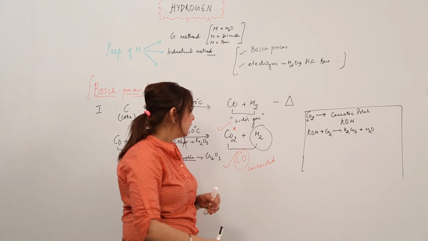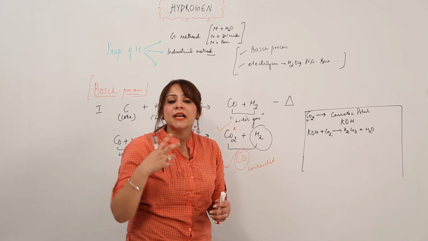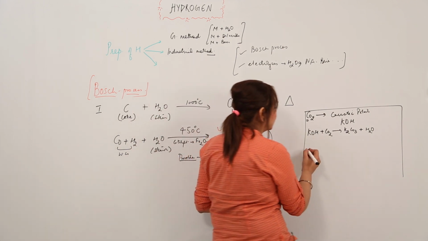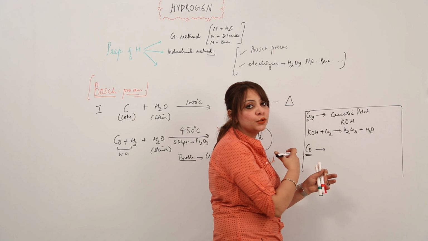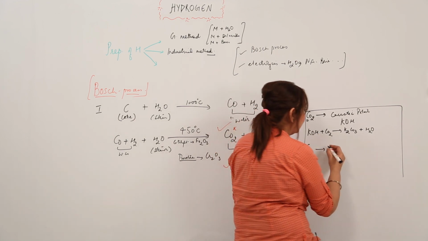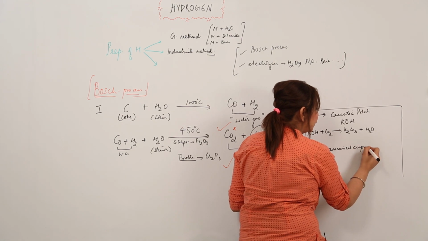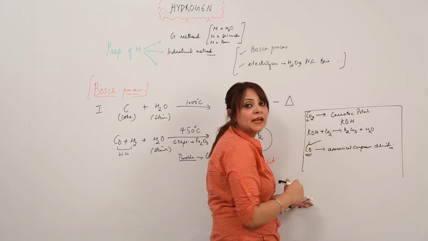Now the second impurity which we wish to remove is carbon monoxide, that is, the amount of carbon monoxide that was left unreacted. So how is this carbon monoxide removed? Again, the mixture obtained after removing the CO2 is then passed through a solution of ammoniacal cuprous chloride. This solution helps in removing the carbon monoxide.